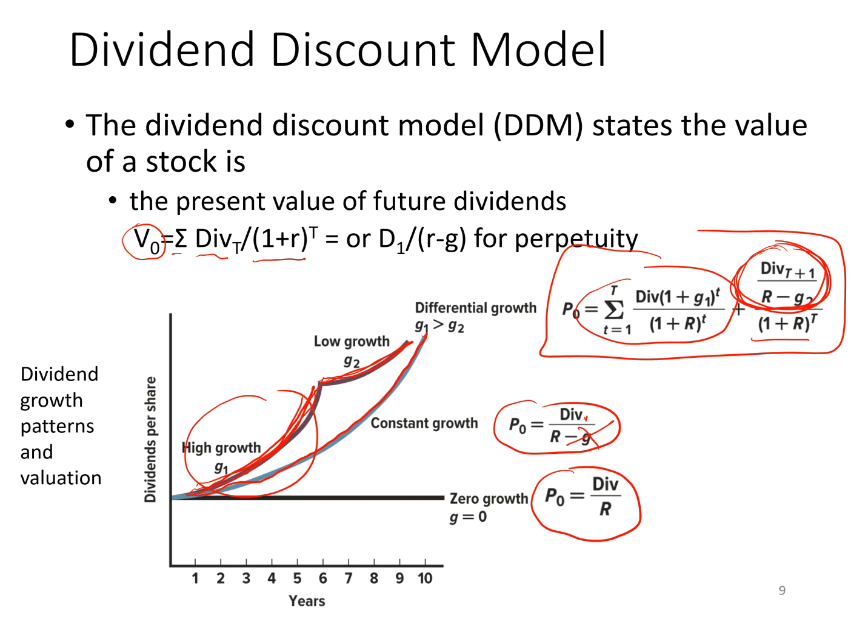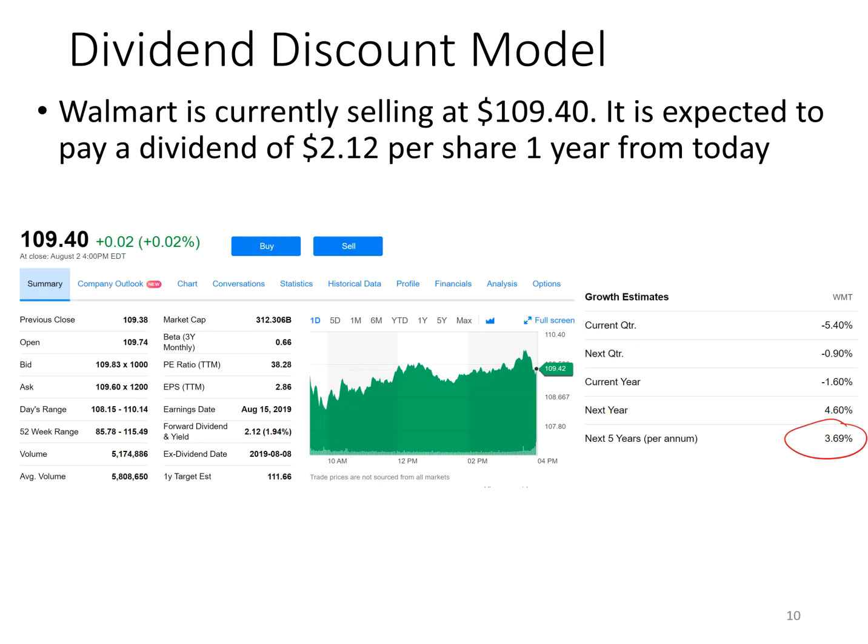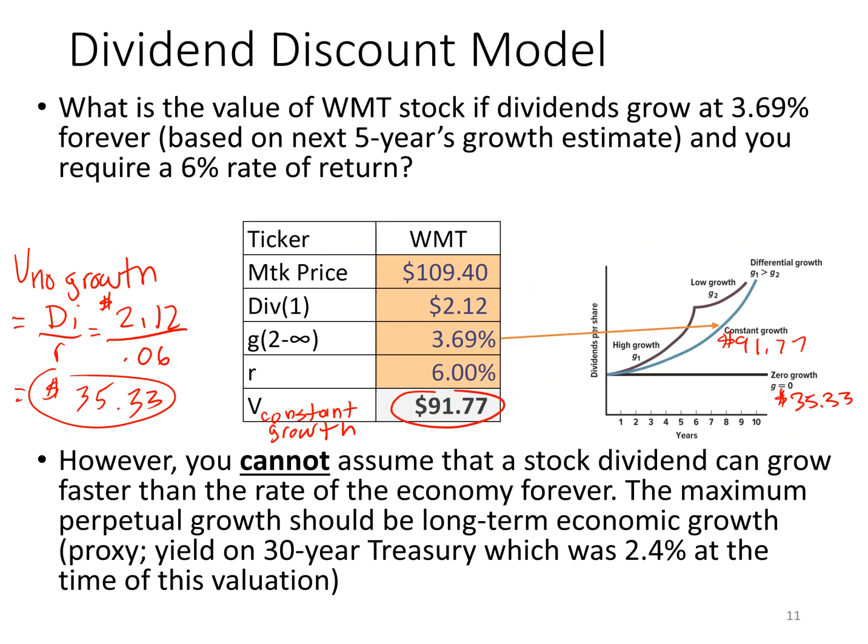So we'll do a couple examples of this for Walmart. Walmart is currently selling for $109. Say it's expected to pay a dividend of $2.12 per share starting 1 year from now, just to make it easier with annual payments. And then I have an annual analyst estimate that growth is expected to be 3.69% for the next 5 years. So how can we use some of this information to value Walmart?